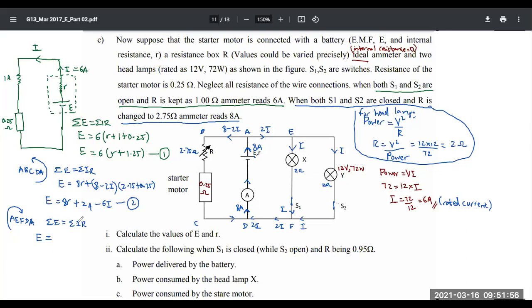8 ampere is going through simple R, so that is again 8R plus, in this circuit, if you notice carefully, current I is going through the lamp, so that is 2I. Okay, people? Now what we have to find is E and simple R. This is the third equation I'm getting. Then I will multiply the third one by 3, which will give me 3E equals 24R plus 6I.